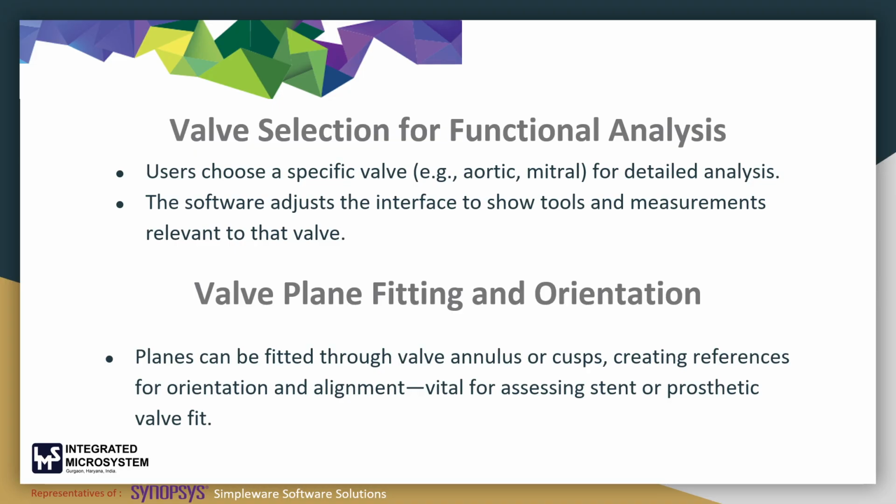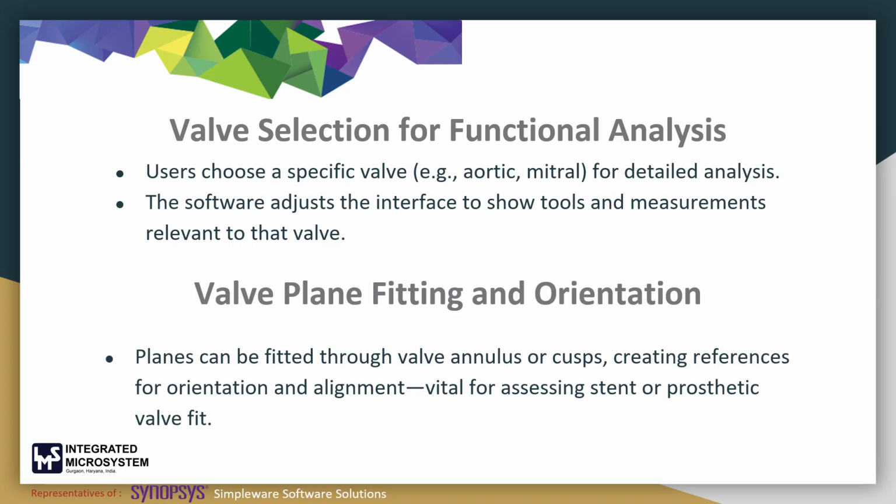For example, if you choose aortic valve, the software highlights aortic annulus and valve cusps, enabling you to define planes that help assess tilt, eccentricity, and calcium distribution. These are critical parameters when selecting and placing a transcatheter valve. You can also define cross-sectional planes at the base, midsection, and the top of the valve to measure dimensions, detect asymmetry, or simulate prosthetic seating.